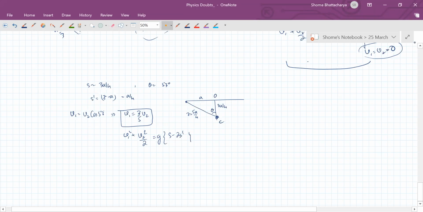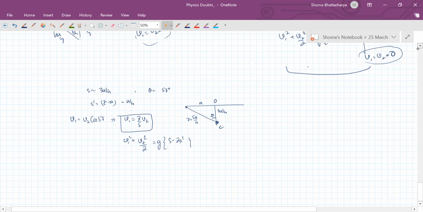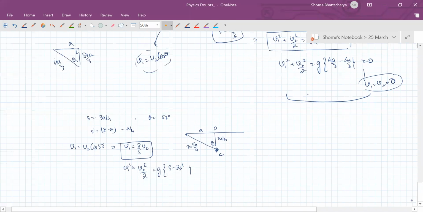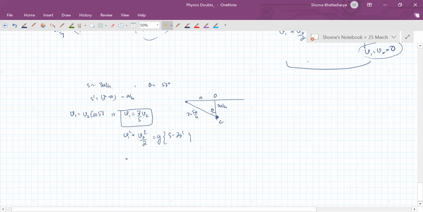Okay. Now which one do we have to find? We have to find the speed of C. And the speed of C we have taken as V2. Right. So substitute V1 as this over here. So (3 by 5 V2) whole square plus V2 square by 2 should be equal to G into S, which is now 3A by 4, minus 2S prime, which is A by 2. Okay. So this should be all right now.